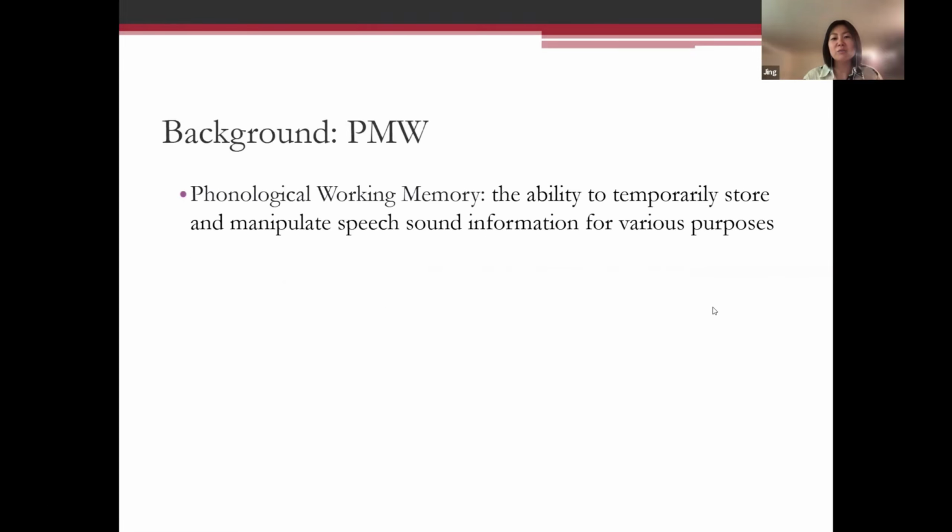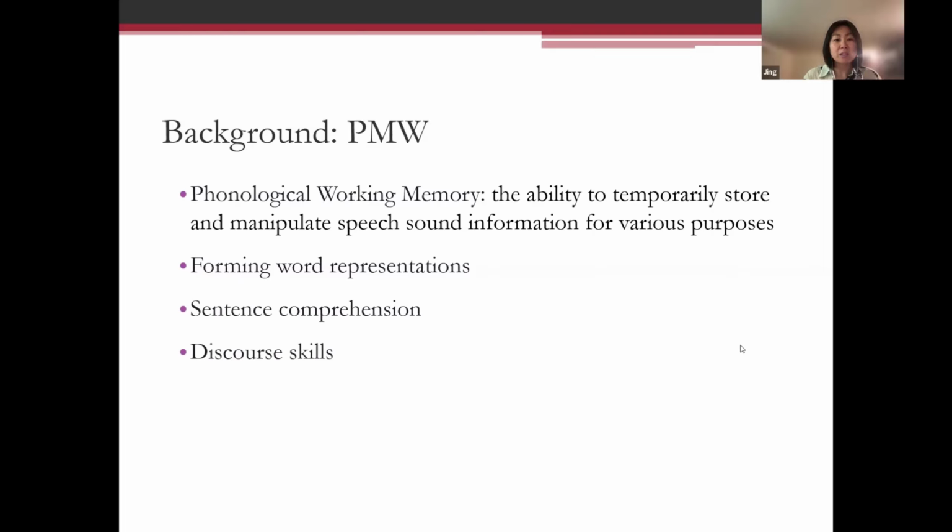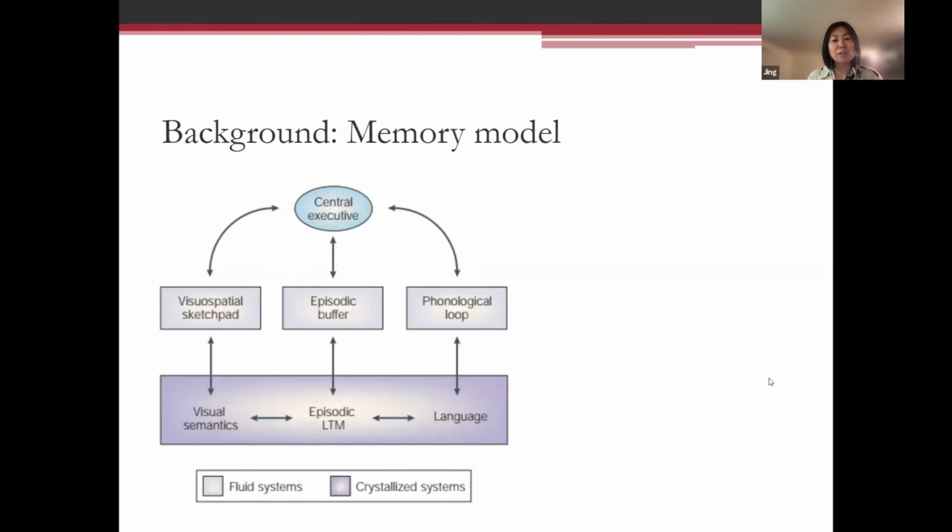Very briefly, if you do not know very clearly what phonological working memory is, it refers to the ability to temporarily store and manipulate speech sound information for different purposes. You can consider forming word representations or sentence comprehension. You can consider discourse skills and also later on literacy development. So for all kinds of linguistic tasks or competence, you will have to make use of your phonological working memory. And then if you look at the role of phonological working memory on the one side and the other, this is the theoretical model.